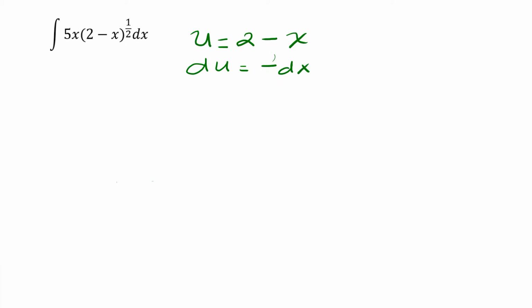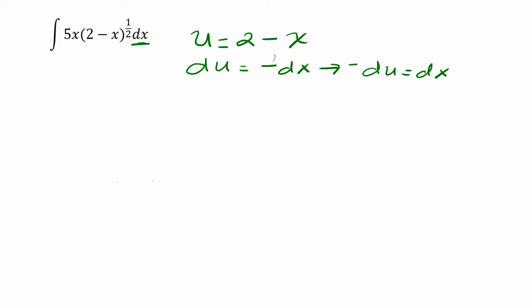Well, I don't want a negative dx, right? Because I need something for everything in this integral. And I only have a dx. I don't have a negative dx. So let's just say if du is equal to negative dx, then negative du is equal to dx. And that's actually what we want. So we have a negative du. Perfect. Let's look and see if we have everything we need yet.